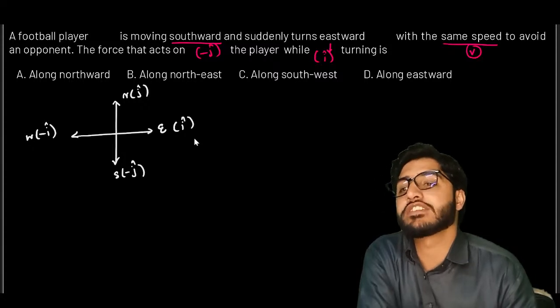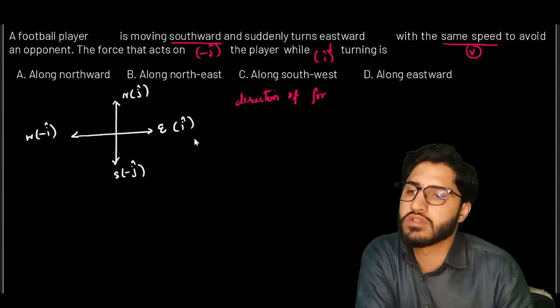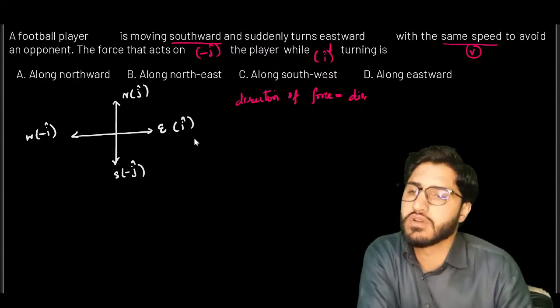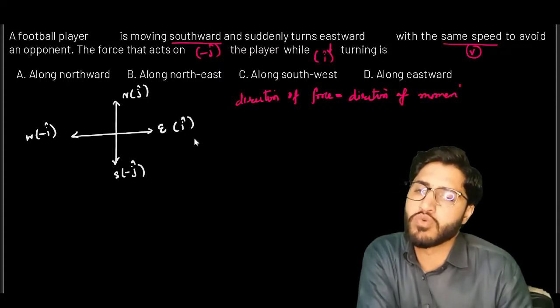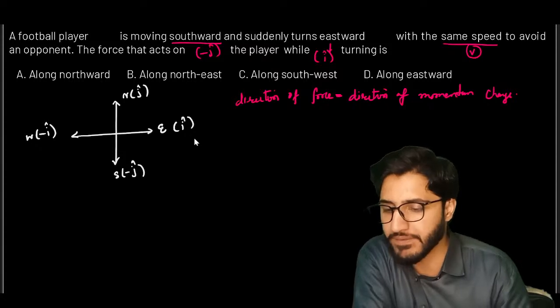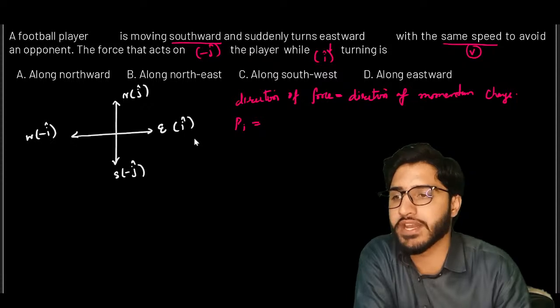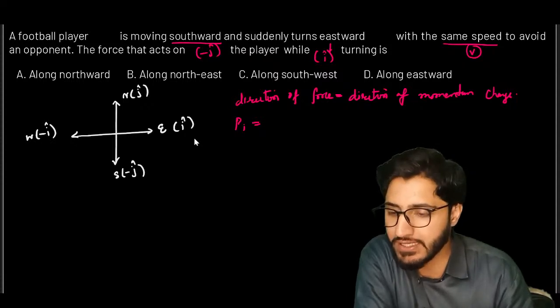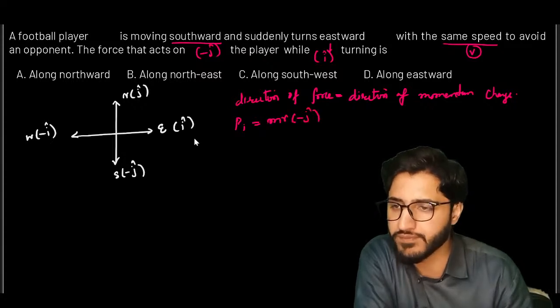So we have to find out the direction of force. The direction of force will be equal to the direction of momentum change. How to find momentum change? Delta P. So what is P initial? Initial P: it is going in the southward direction. It is mv, but in minus j cap. Yes, sir. What is final?